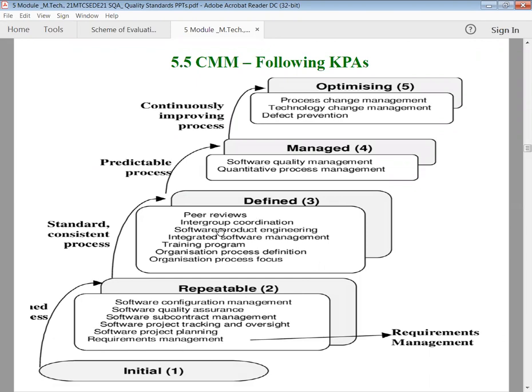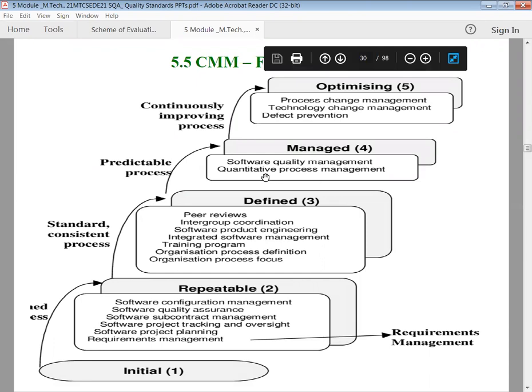In level three, defined, here we give importance to the standards through peer reviews, intergroup coordination, product engineering, software management, training programs, training process definitions, organization process focus. In level four, software quality management and quantitative process management were given importance. In level five, we give importance to process change management, technology change management and defect prevention techniques.